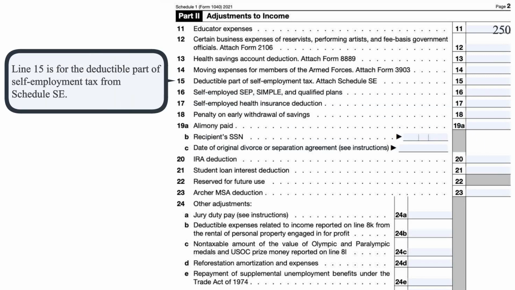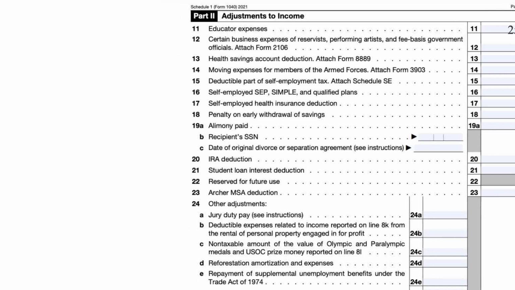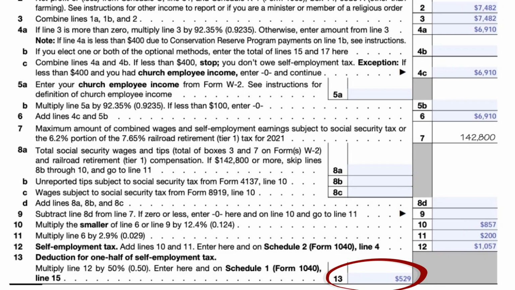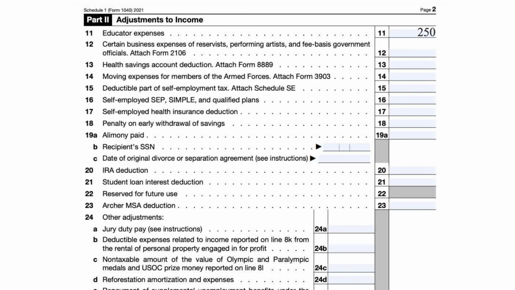Line 15 is for the deductible part of self-employment tax from Schedule SE. Emily has a small business selling science kits during summer break, so she will have a deductible part of self-employment tax. How to fill out Schedule SE will be explained in the small business and depreciation video, but for right now, we can go to Schedule SE and take the amount from line 13. 50% of self-employment tax is deductible, and this amount goes on line 15 of Schedule 1.